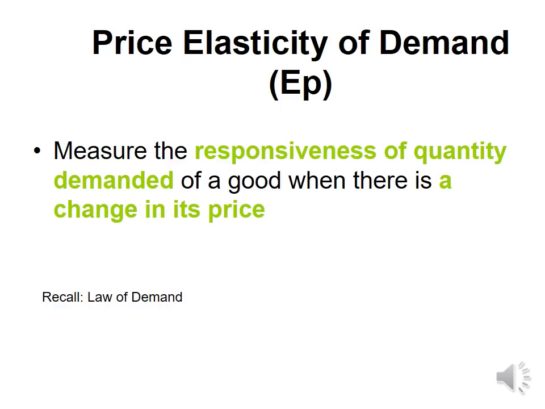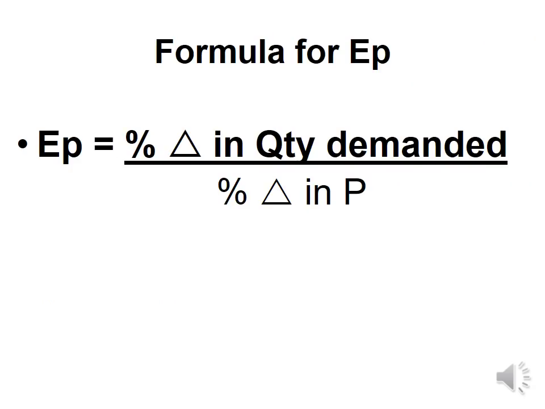So essentially, we are still following the law of demand, but we go deeper into detail to ask ourselves how much more consumers will buy when the prices fall, and how much less they will buy when the prices go up. To calculate price elasticity, we use this formula. Now EP, our price elasticity, the top of the formula tells us the percentage change in quantity demanded. That means the percentage change in people buying more or less. The bottom, the denominator part, is the percentage change in price.